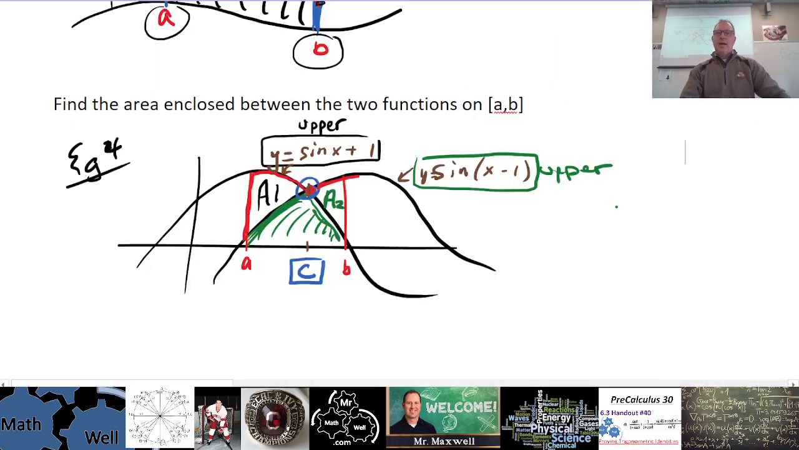So the question for this example might read, find the area enclosed between the two functions on the interval [a, b]. Remember the closed brackets there? That notation is kind of like interval notation, so between x values of a and b. So that's what the question that might go with this example.